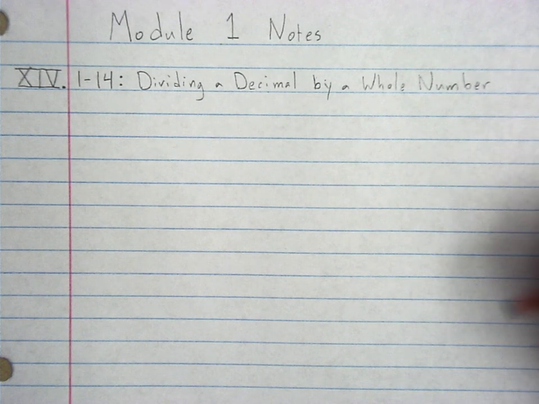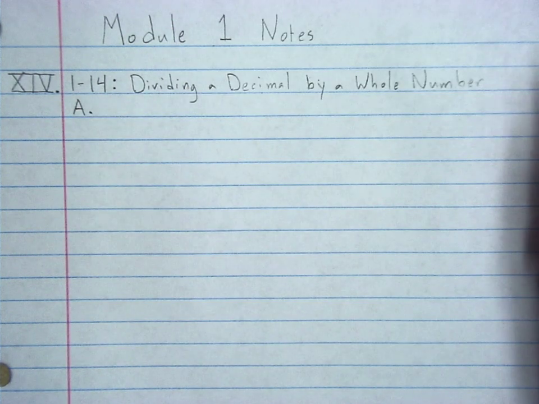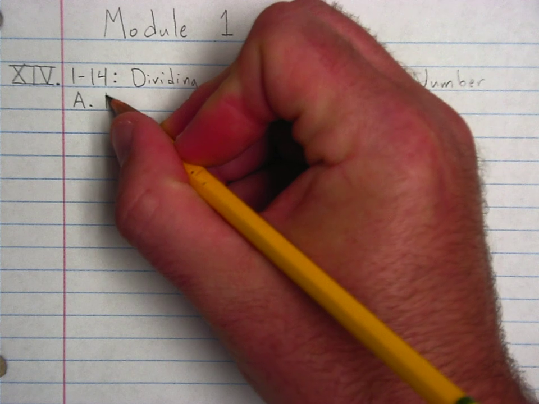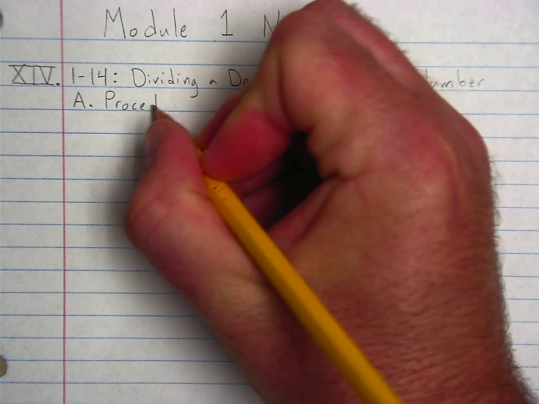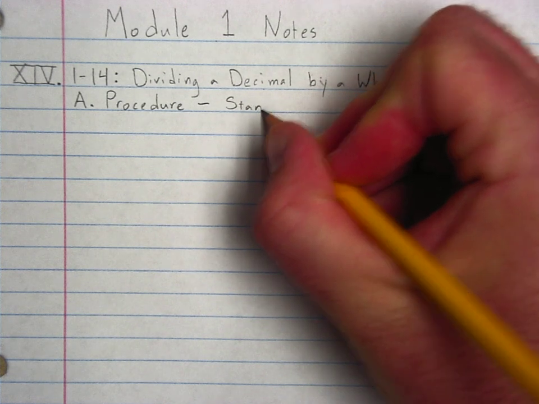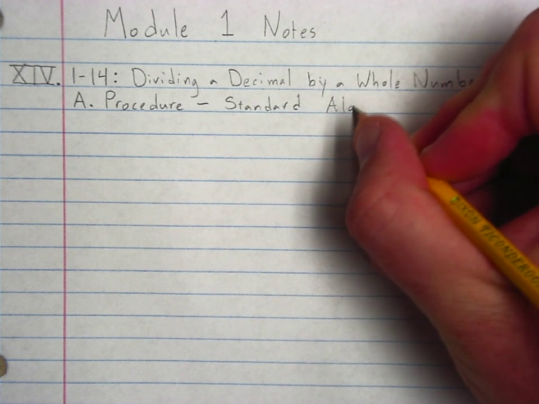space, so we are going to dive straight into procedure today. If you need to brush up on the vocabulary that we talked about previously, dividend, divisor, and quotient, I suggest you check lesson 13. So again, let's dive right in. The procedure. Today we are going to do the standard algorithm.